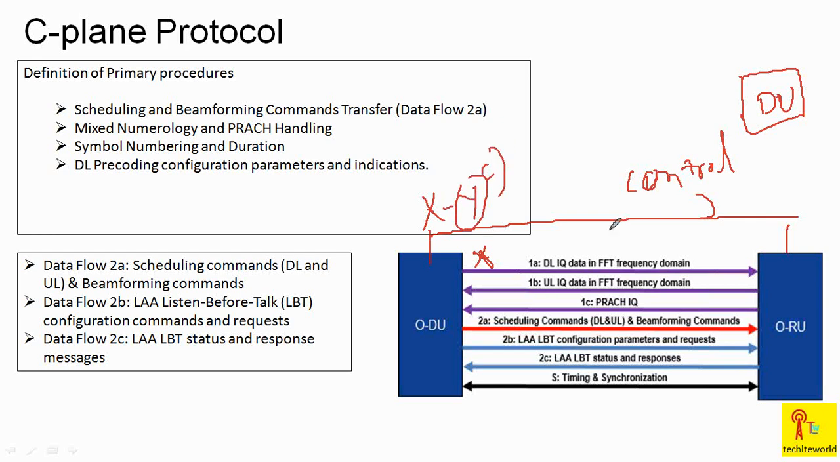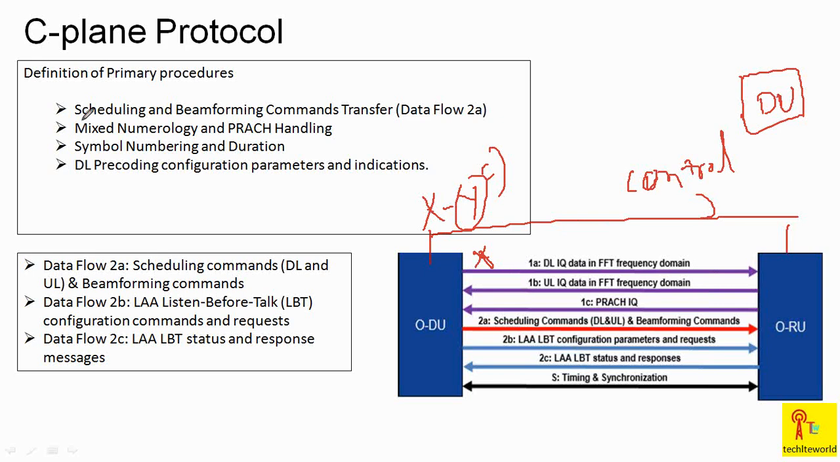So before sending actual user data, DU should send control plane data before that, so that RU can configure accordingly. That means if any user data comes towards the RU side, then RU will interpret those data and act accordingly, right? So what is the control plane? What actual data belongs to control plane? This can go either way, means DU can send the control plane instruction towards RU, and RU can also send the control plane instruction toward DU.